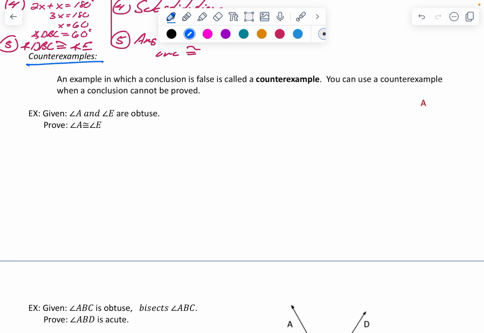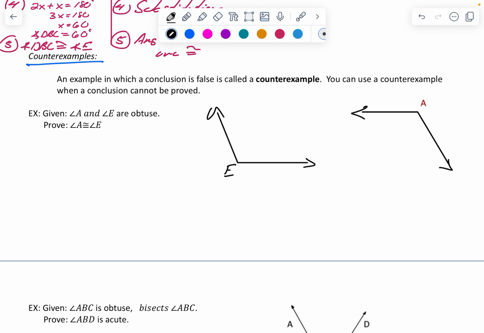So in this case, it says angle A and angle E are obtuse. Oh, now I'm seeing here, my pictures didn't come out. That's so weird. There should be two drawings here, because I'm thinking, why is that A just in the middle of nowhere? So we have angle E and we have angle A, which are two obtuse angles. But that's all we're given.